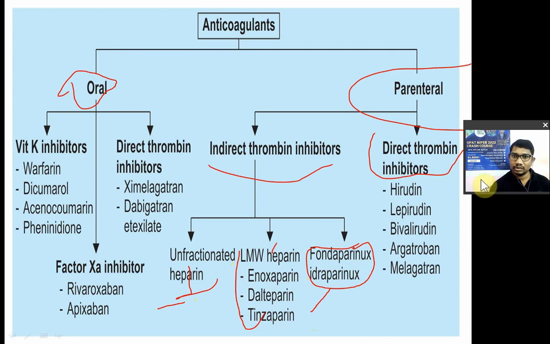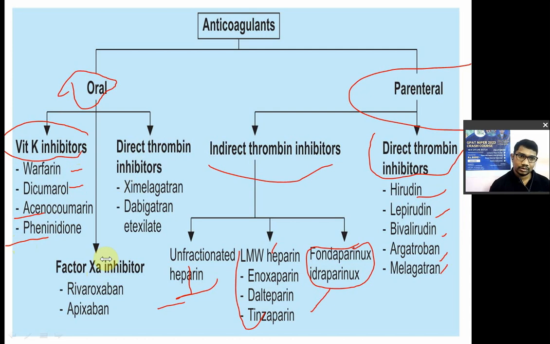Okay. Now in the direct thrombin inhibitors, you have hirudin, that is obtained from natural sources, then lepirudin, then bivalirudin, argatroban, and melagatran. These are the direct thrombin inhibitors. And in the oral, you have vitamin K inhibitors or antagonists of vitamin K. That is warfarin, dicoumarol, acenocoumarol, phenindione. So they are the vitamin K antagonists, right?